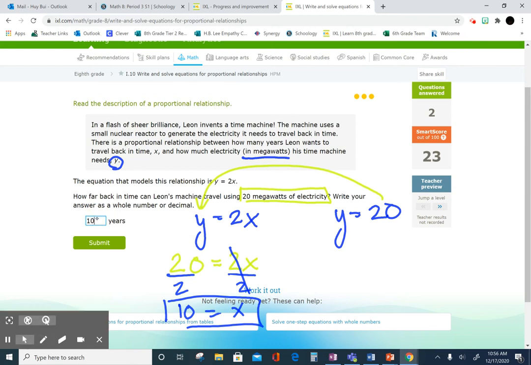Now let's check that in the story problem. What is our x? So x is 10, so it's 10 years. All right, and all that work for one problem because we are writing and we are solving these equations.